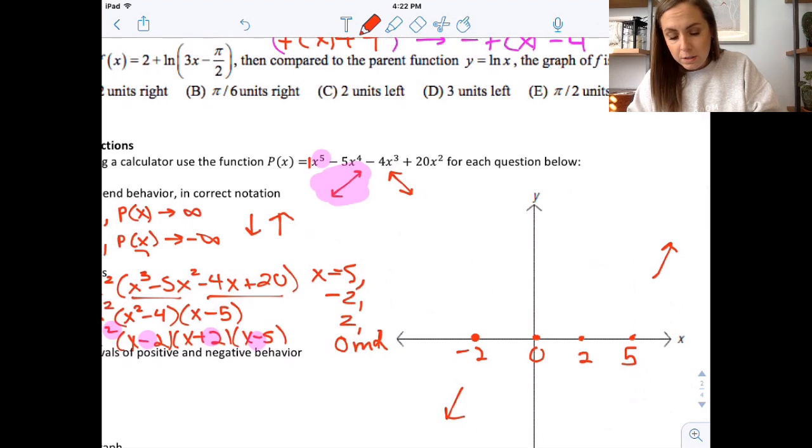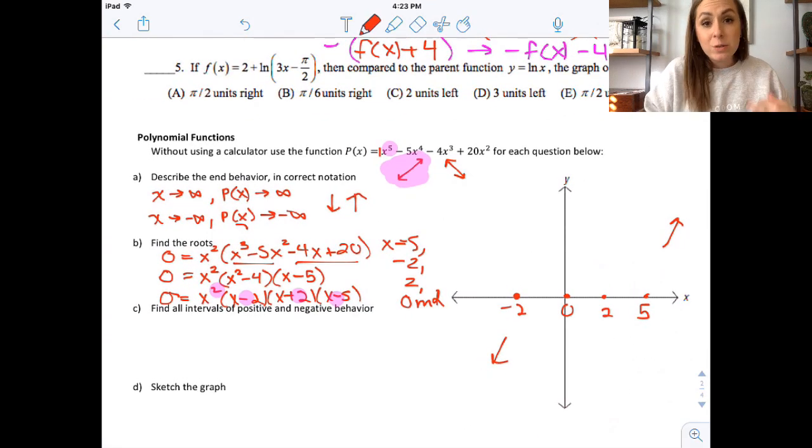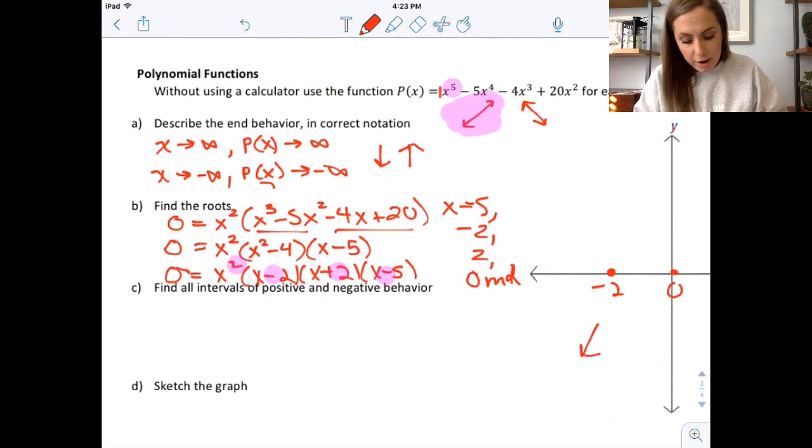All right, now intervals of positive and negative behavior. I know some of you can just sketch on the graph, but I would like you to really be doing this algebraically and thinking about your positive and negative factors, because that's going to matter.